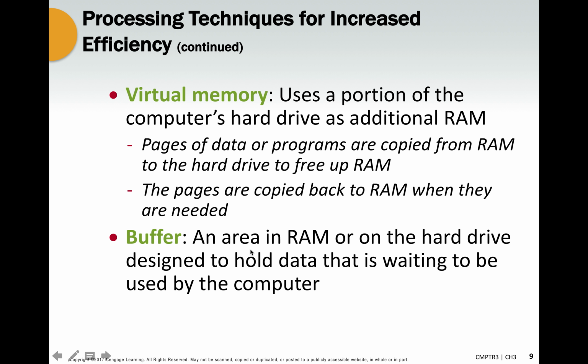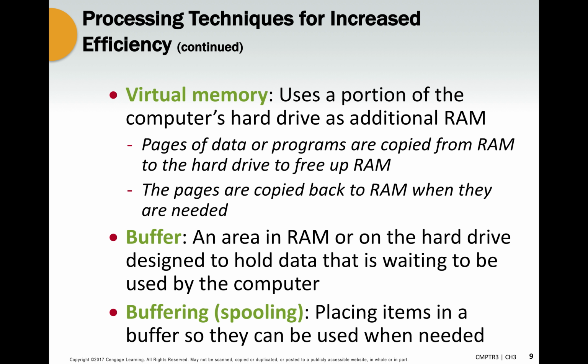The buffer is an area of the RAM or on the hard drive designed to hold data that is waiting to be used by the computer. All right. So that buffer is the place where your storage of data goes while you're waiting for it to be used. Buffering, or spooling, is placing items in a buffer so they can be used when needed. So the buffer is where it is, and buffering is the process of placing it there.